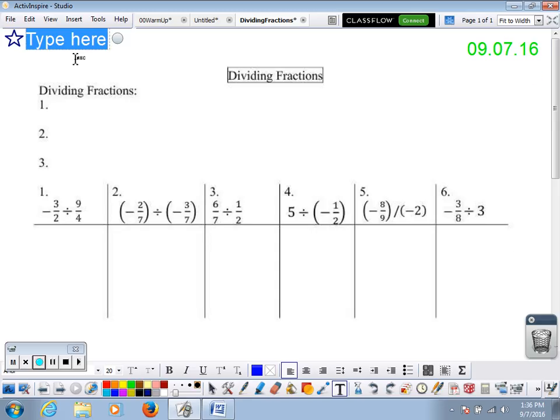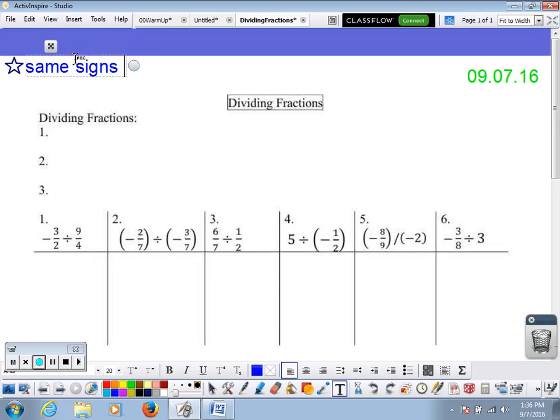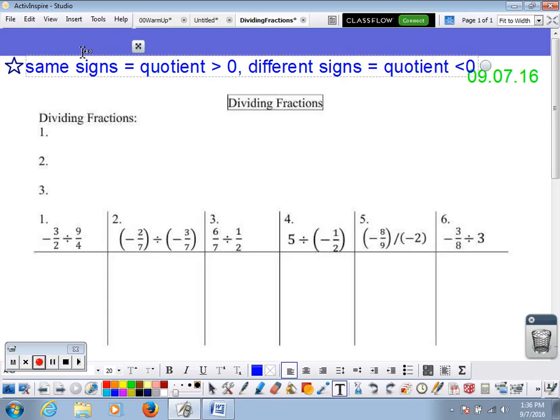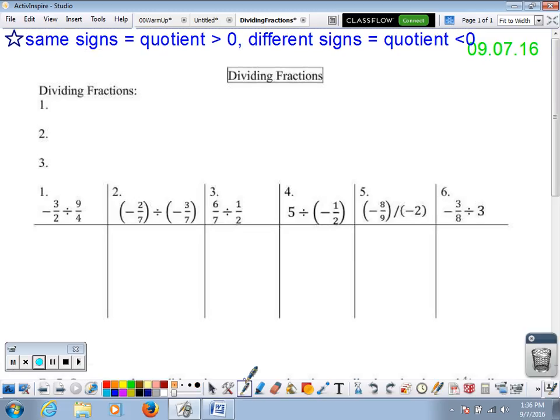Perfect. If the signs are the same, that means that our product, well today, our quotient, is going to be positive, greater than 0. And if we have different signs, that means that our quotient is going to be negative. Okay, if the signs are the same, our quotient's positive, but if the signs are different, that means our quotient's going to be negative, just like yesterday. Exact same deal as yesterday. Okay?